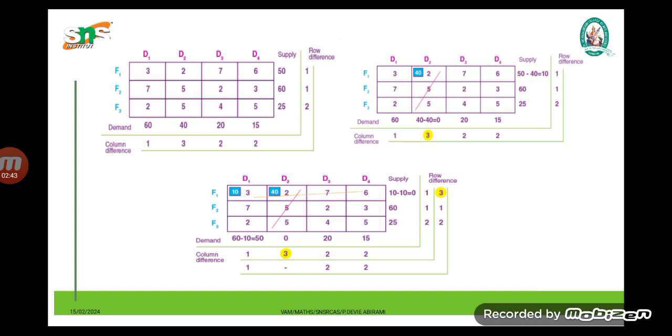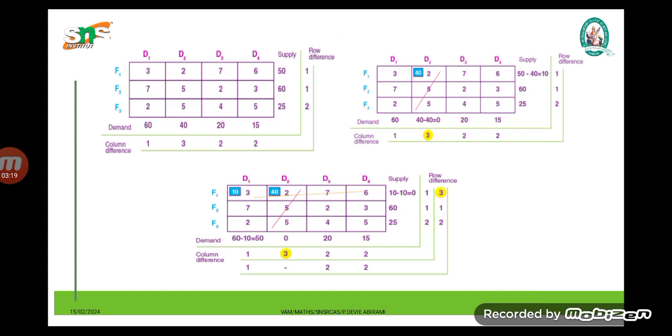Now I am going to subtract by taking the two minimum values in my row, so that is called the row difference. In the first row my two minimum values are 3 and 2; if I subtract them, I will get 1. In the second row also I have 2 and 3; subtracting gives 1. In my final row the two minimum numbers are 2 and 4; subtracting gives 2. Similarly for the column differences, my two smallest numbers are 3 and 2, 2 and 5, 4 and 2, and 3 and 5.